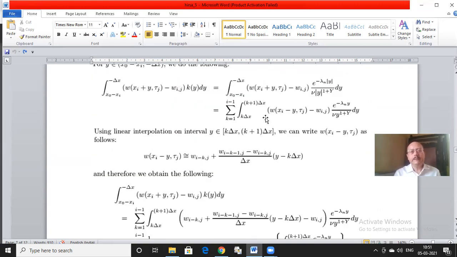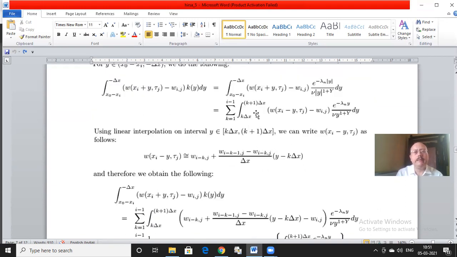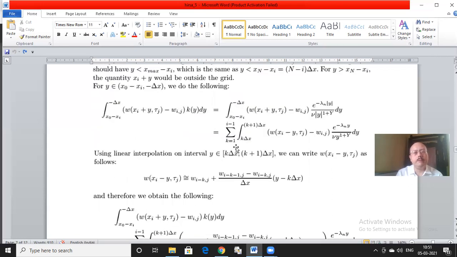So I insert the density, and then I write this integral as a summation over each of the grid pieces, over each of the grid horizontal slices. So from k equal to 1 to I minus 1, remember that that is my range, k delta x to k plus 1 delta x. So it starts from x naught minus xi and finishes at minus delta x. And I rewrite it as negative so that I can write a positive sign here.